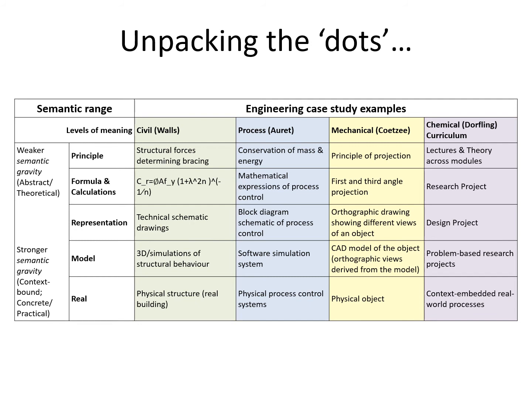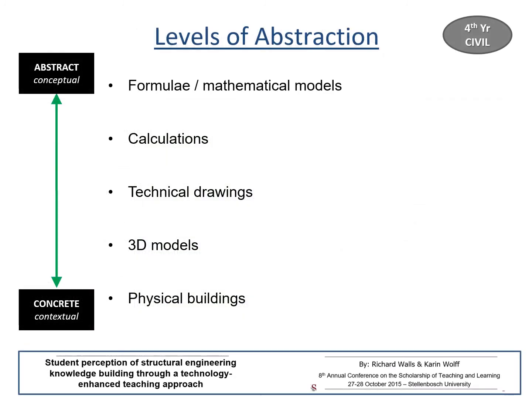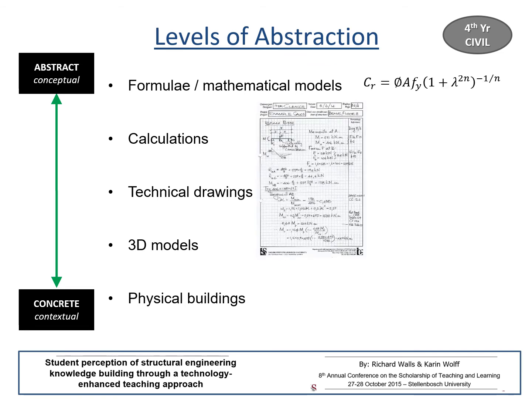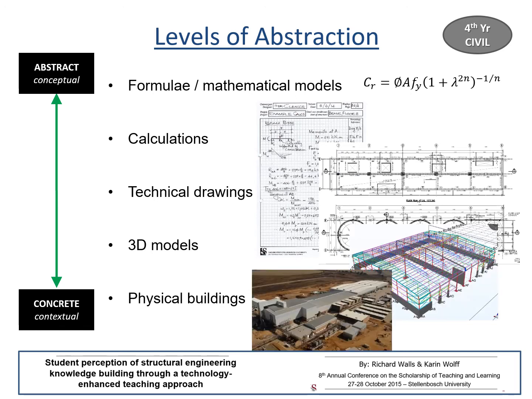Let's take a look at some of the examples of how different staff members across the faculty have actually used the semantic wave to enable cumulative learning in their subject areas. Now, Richard Walls used the concept of semantic gravity to differentiate the artifacts used in his civil engineering module according to their levels of abstraction, from the more conceptual formula to the context-dependent physical buildings and objects.